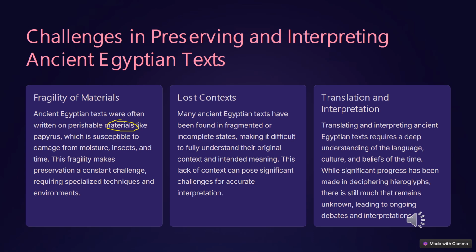We also have lost context. Many ancient Egyptian texts have been found in fragmented or incomplete states, making it difficult to fully understand their original context and intended meaning. This lack of context poses significant challenges for accurate interpretation. So, lack of context.